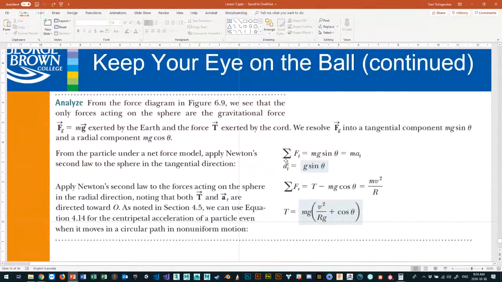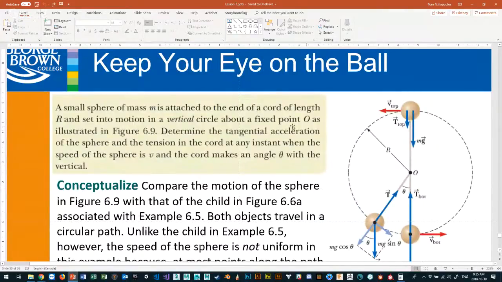So once we go down, we can say that the sum of all forces, in this tension if you will, is equal to... when we rearrange things, we can say that the acceleration is g sine theta, right? And once we found this out, a_t is g sine theta. That's one part, the tangential acceleration, and what it's asking for is the tangential acceleration of the sphere.